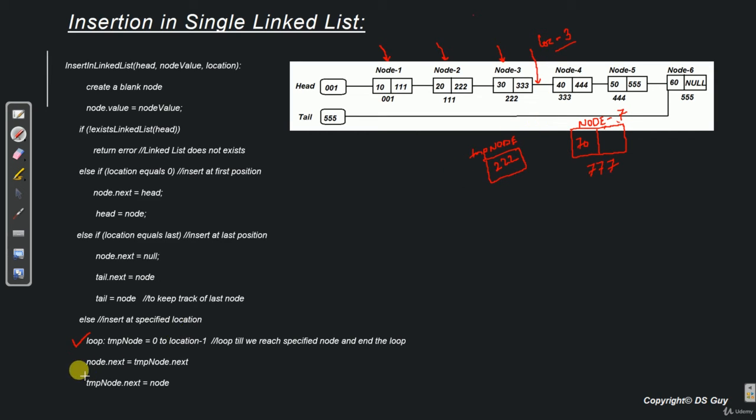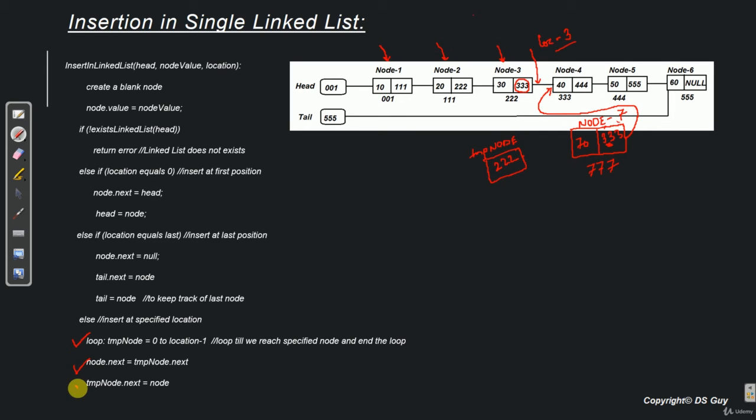The first step is node.next is equal to tmp node.next. So what is node.next right now? We are talking about this area over here. So here we need to insert temp node.next. What is temp node.next? Temp node is having value 222, so the temp node.next is basically having a value 333. We have to insert this 333 over here. As soon as we insert the 333 value, a link gets created between node 7 and node 4.